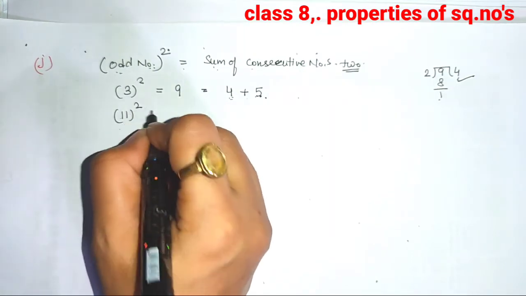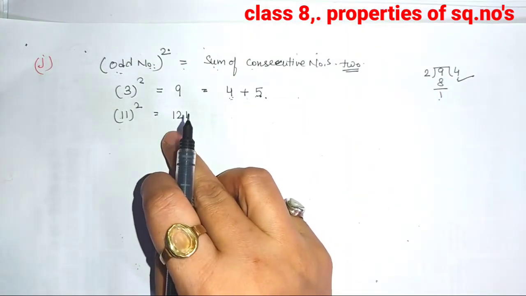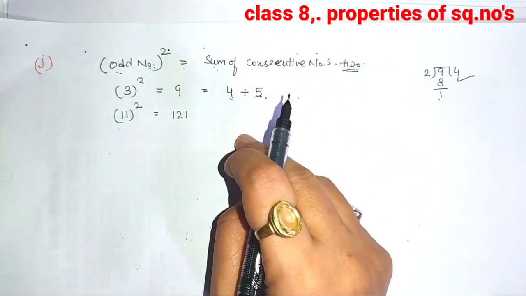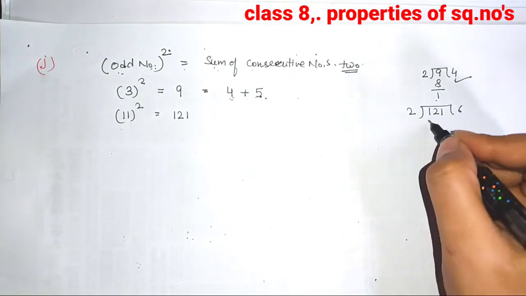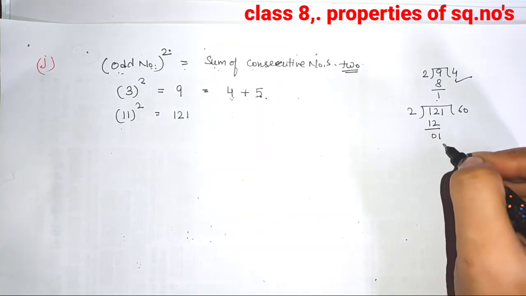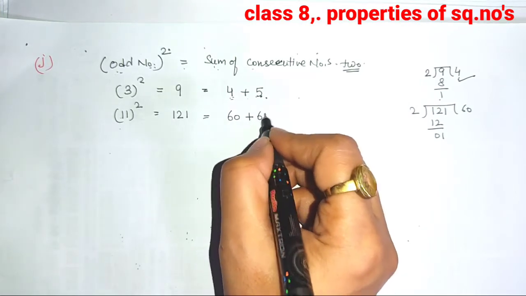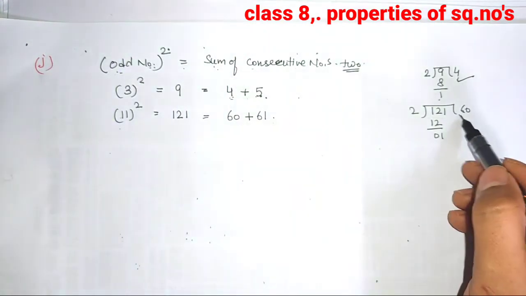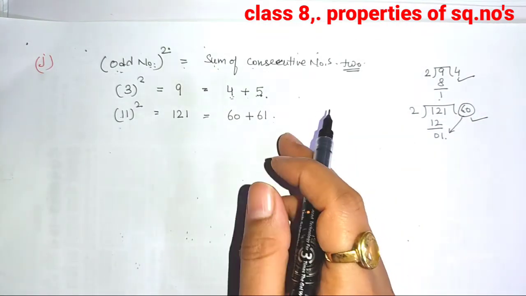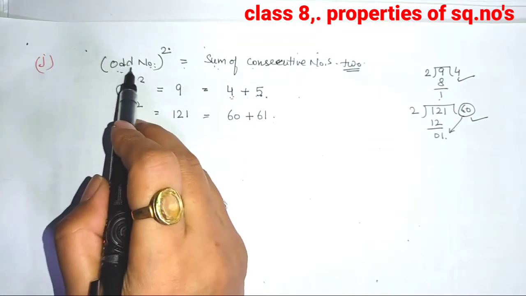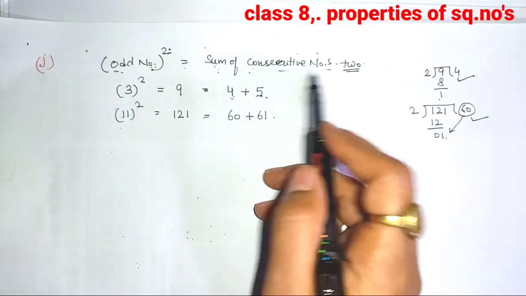Like 11 is also an odd number, and you know 11 squared is 121. Now you have to express 121 as a sum of two consecutive numbers. So you divide 121 by 2. 2 sixes are 12 and remainder 1. So one number is 60 and the other is 60 plus 1, 61. So our property is that we can express the square of any odd number as a sum of two consecutive numbers.